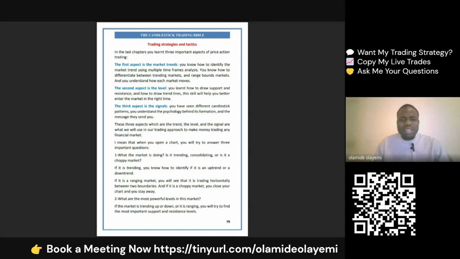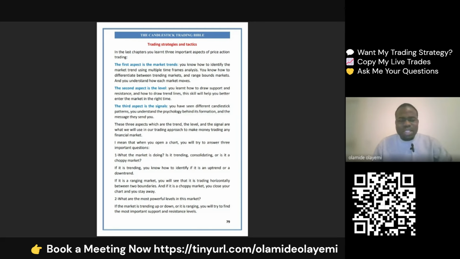The second aspect is the level. You learn how to draw support and resistance levels. It's very, very important for you to know how to draw. A ranging market will be like this. You need to know how to draw those lines to decide the lower low and the lower high, and the higher high and the higher low. So that's the second thing you need to look at.